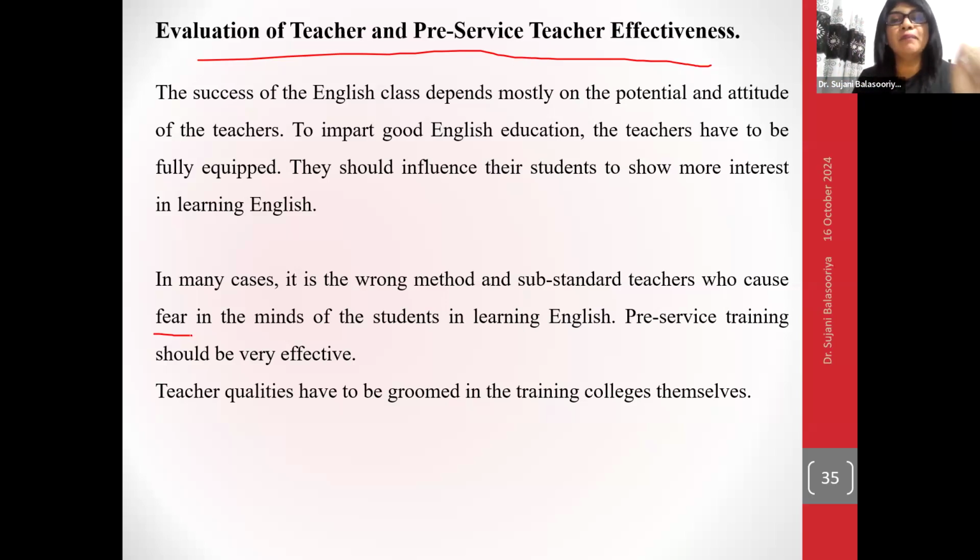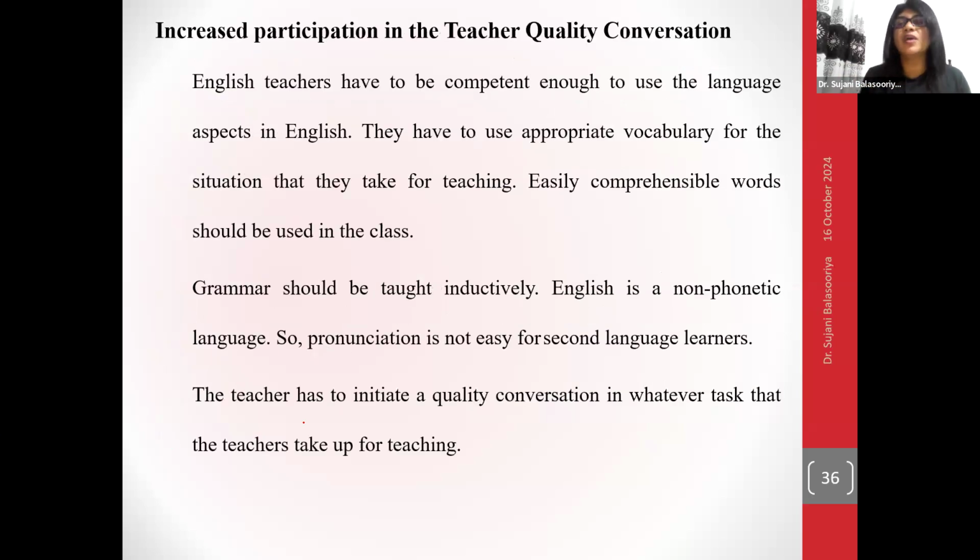It is not simply teaching English, right? It is not simply teaching grammar. Teachers have to create the proper mindset of the learners as well. And teacher qualities have to be groomed in the training colleges themselves, right? That is where the teachers are made. So increased participation in the teacher quality conversation. Teacher quality has become subjected to the discussions now.